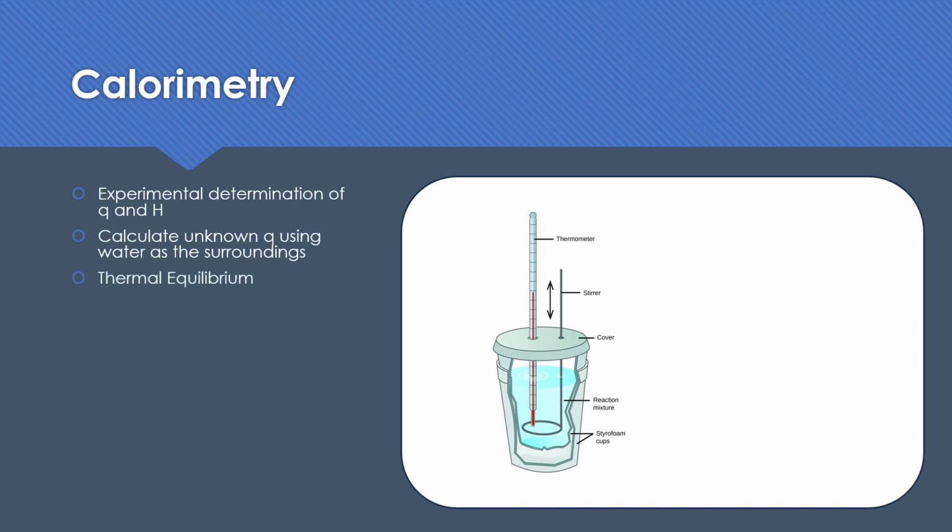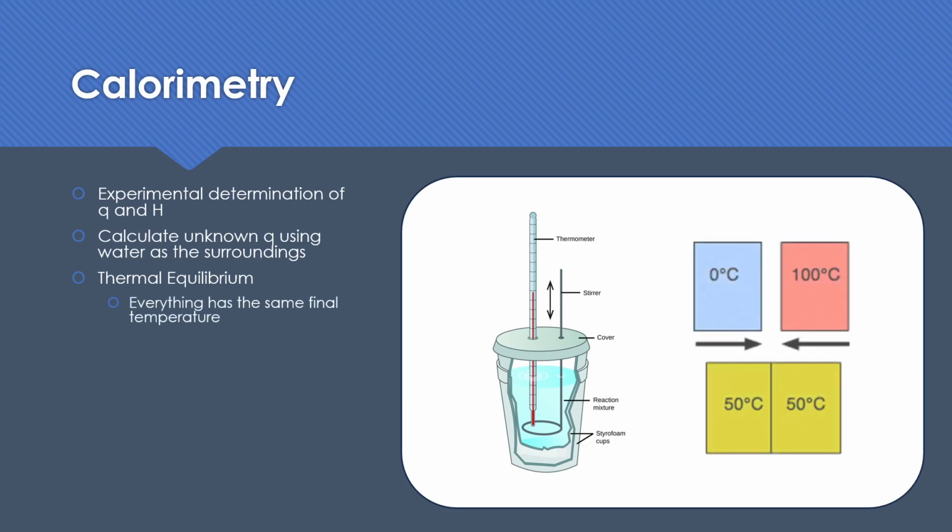This works because of an idea called thermal equilibrium, which basically is that everything ends up having the same final temperature. If I put something that's 0 degrees Celsius and something that's 100 degrees Celsius together, they'll both come to a final temperature of 50 degrees Celsius. Because of that, the Q of the surroundings is equal to the negative Q of the system. Any heat that left the system gets absorbed by the surroundings. Any heat that leaves the surroundings gets absorbed by the system.